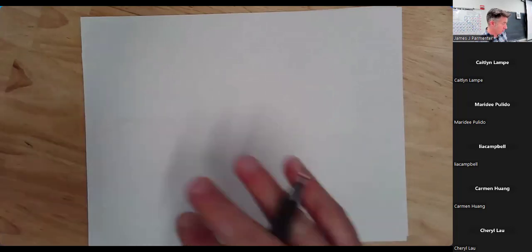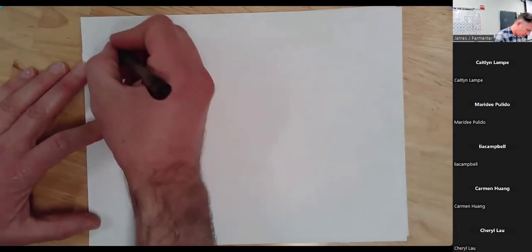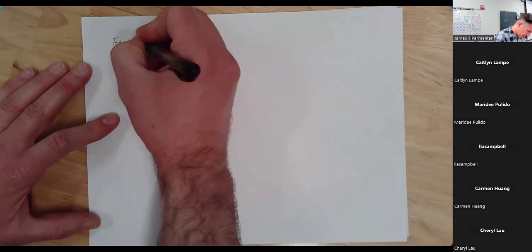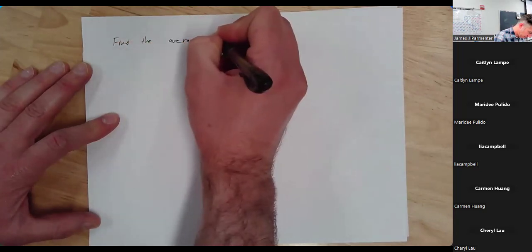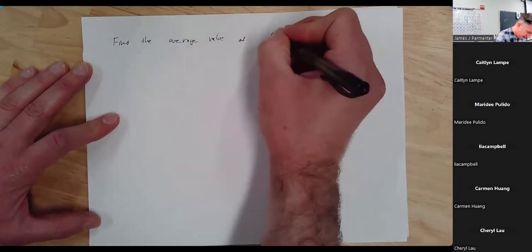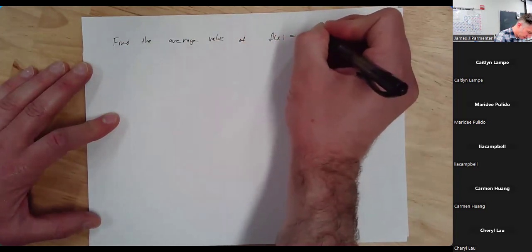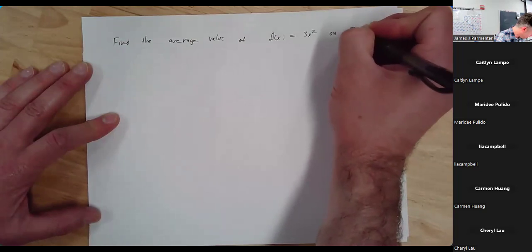All right. Sure, let's do one more thing there. So let's talk for just one more second about average value, and then we're going to move into some of these word problems. So let's say we want to find the average value of f of x equal to 3x squared on the interval from 1 to 3.